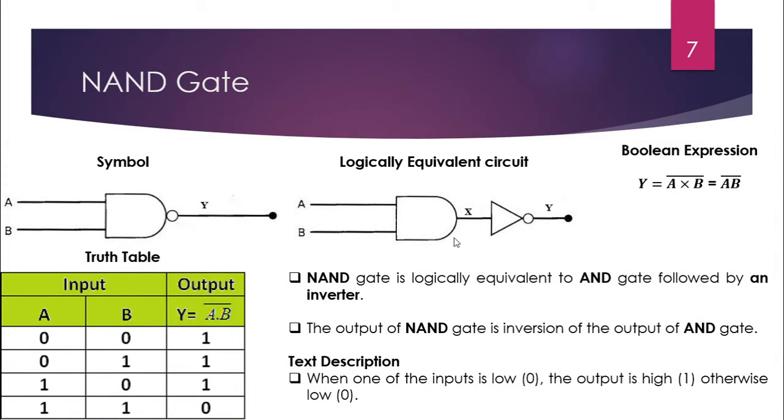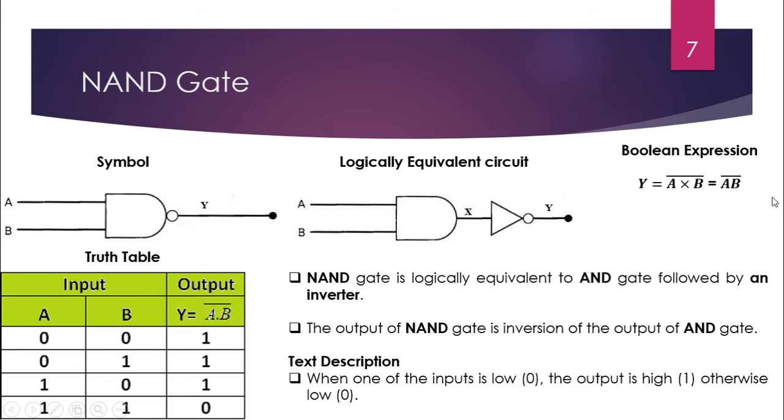The next is NAND gate. This is the first derived gate and the symbol for two input NAND gate is given over here. A and B are the two inputs and Y is the output. NAND gate is logically equivalent to AND gate followed by an inverter. The output of NAND gate is inversion of the output of AND gate.